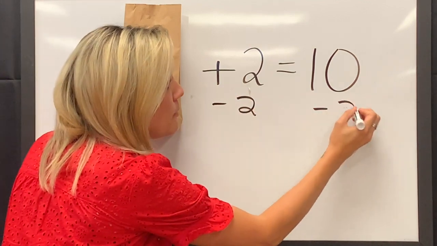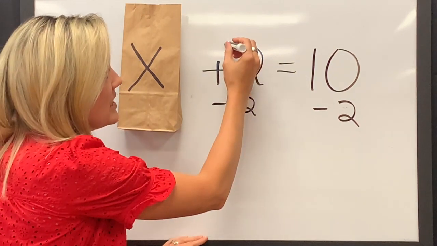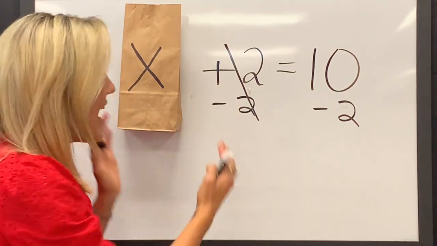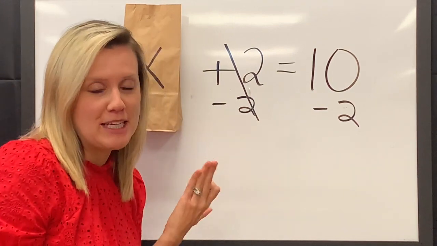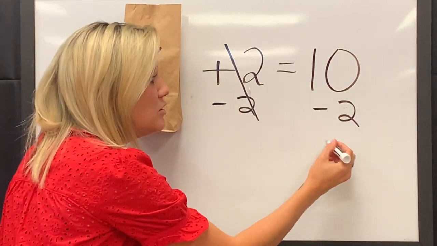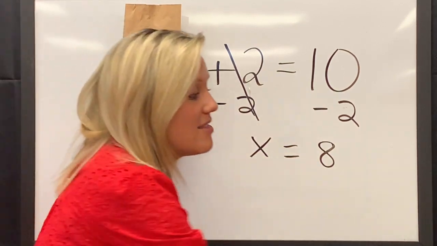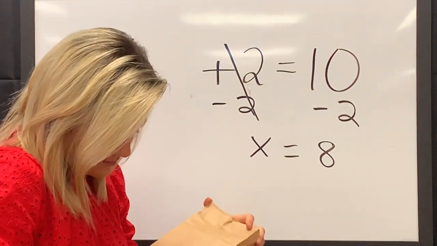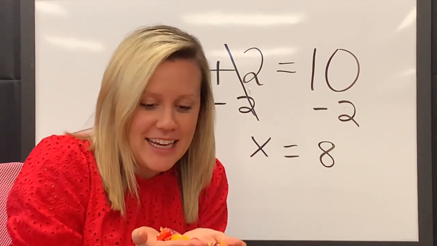But I have to do that to both sides because we have to keep our equation equal. Okay. These will cancel each other out because 2 minus 2 is 0, and this bag plus 0, I don't need to write plus 0 because 0 wouldn't change the amount of candies in this bag. Okay, so those cancel, and then I have 10 minus 2 equals 8. So I know x equals 8. Let's check. Oh my gosh, I have 8 pieces of candy.